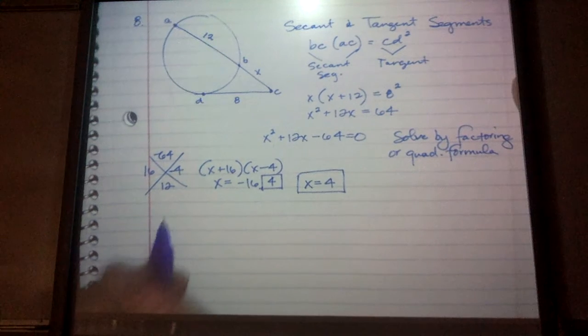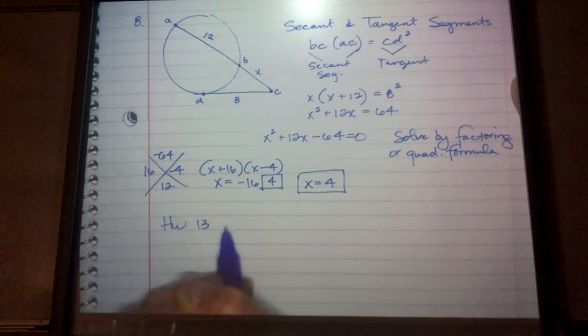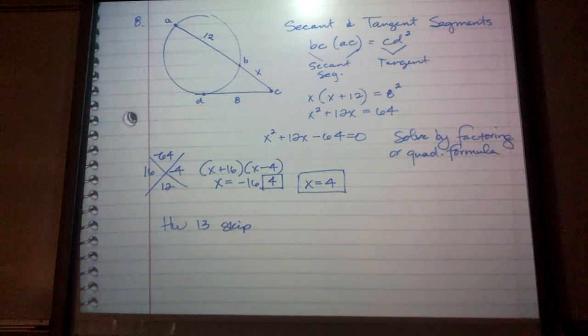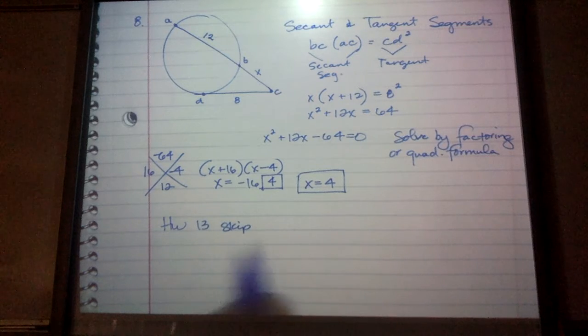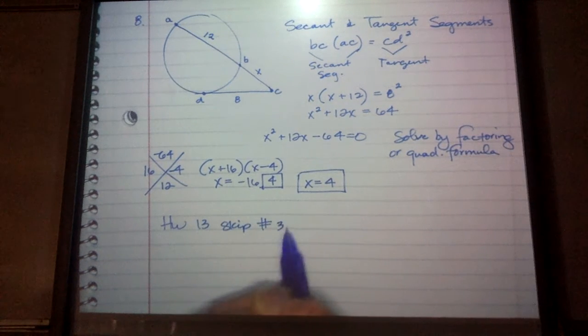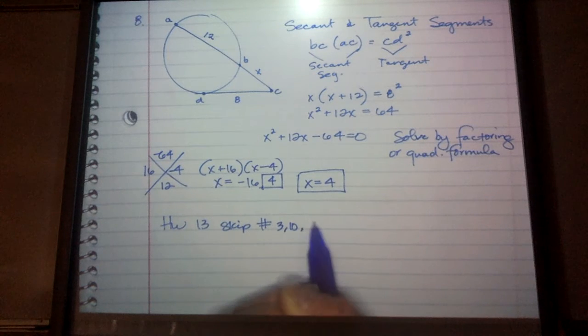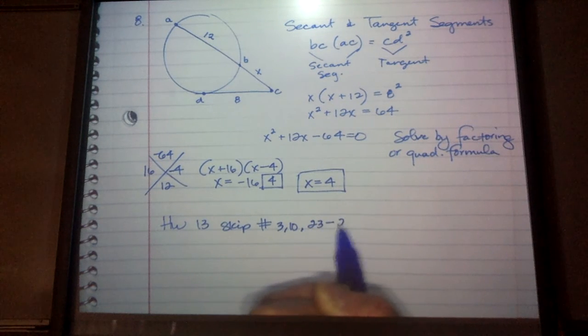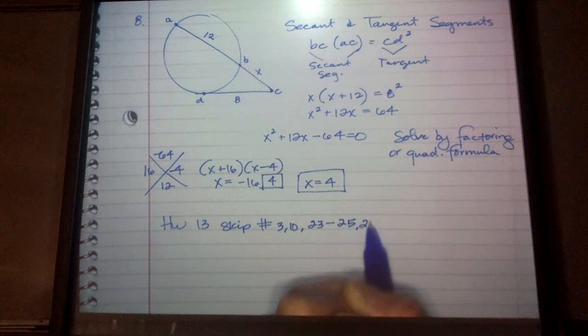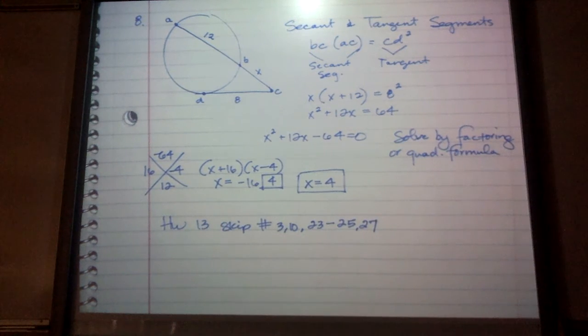Now, for homework, I want to put these in order: number 3, 10, 23 through 25, and 27. And that's it. Thank you.